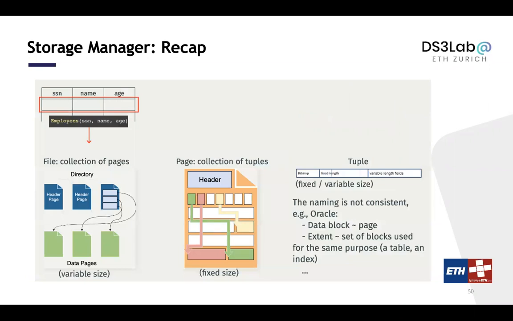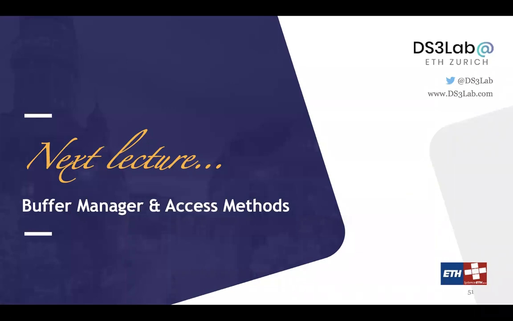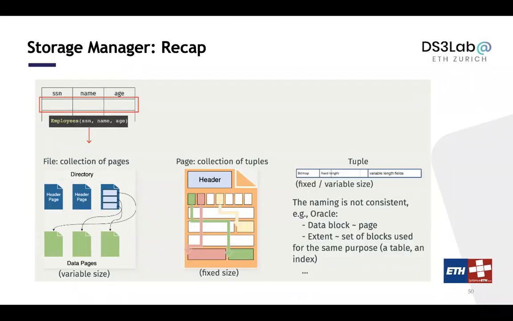So this is all we have for today, right? We talked about, given a relation, how the database organizes it as a file, how a file contains a set of pages, and how each page contains a set of tuples, and gave you one example about the layout. In the next lecture, we are going to go one layer up. We assume the disk manager is there, and we are going to talk about the buffer manager.